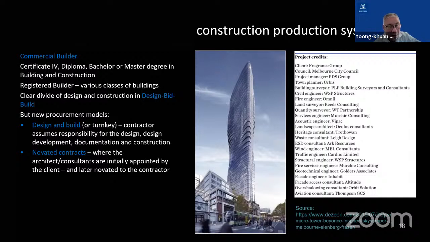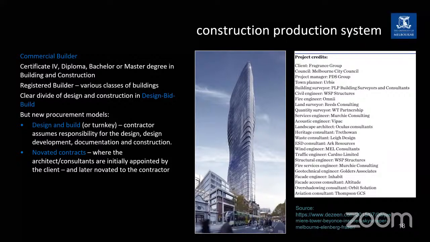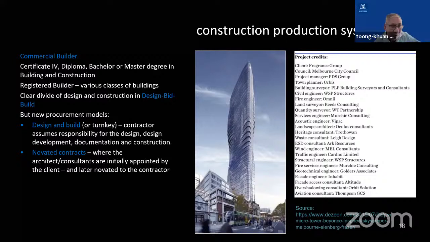Correct. The reason for using a novated contract is because they want a single point of responsibility, because of the divide between design and construction. So if something were to go wrong with the building, the client doesn't know who is responsible. Is it a design problem or a construction problem? By having novated contracts, they can very clearly determine that if there are any problems with the building, they go to the contractor.